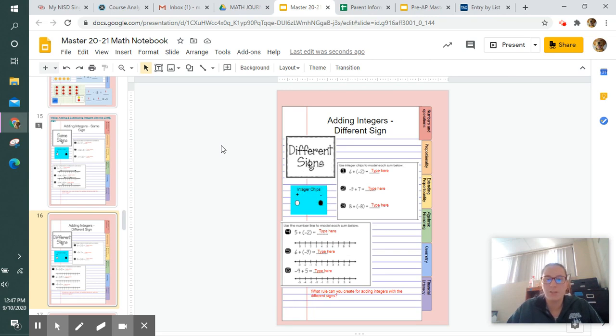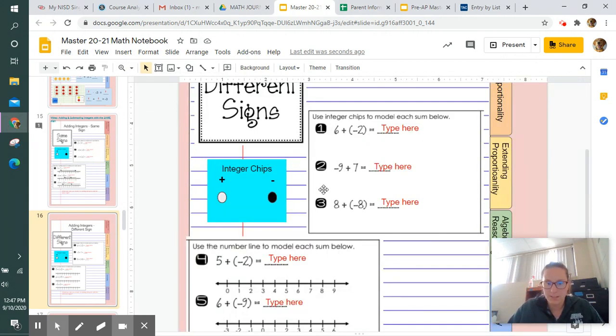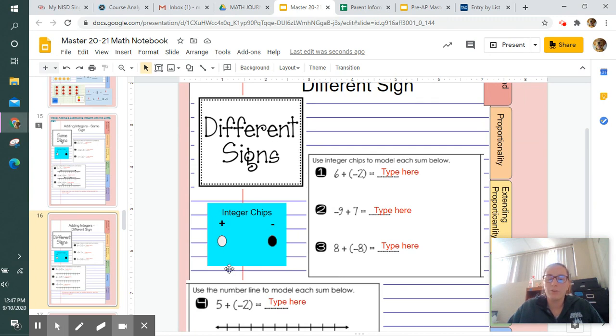All right, today we are going to be talking about adding integers with different signs. So I'm going to zoom in on my page so I can see it a little bit bigger. We are going to be using the integer chips just like we used yesterday.